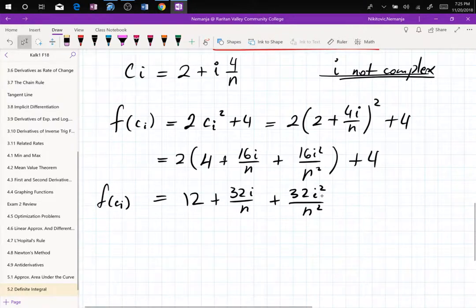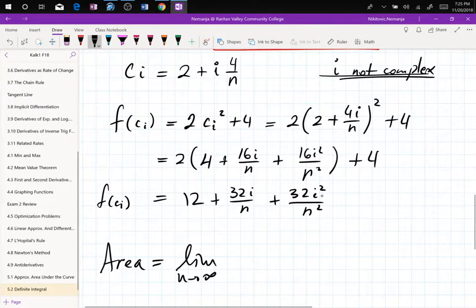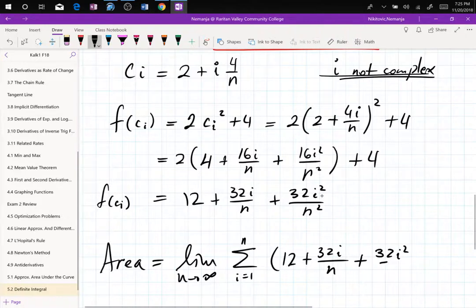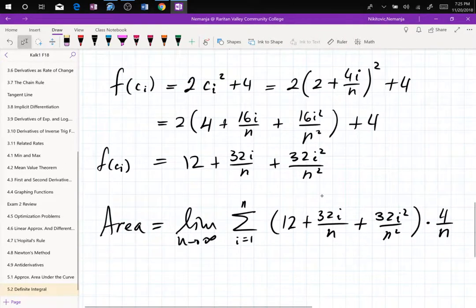Ready to plug it in. Exact area is equal to the limit as n goes to infinity, summation i starts at 1 goes to n, and now I have f of ci, which is 12 plus 32i over n plus 32i squared over n squared, times delta x, which was 4 over n. All we need to do is to compute this limit and we're good.